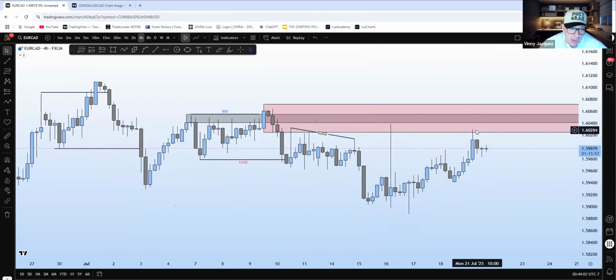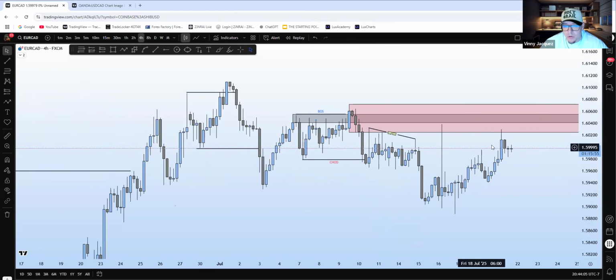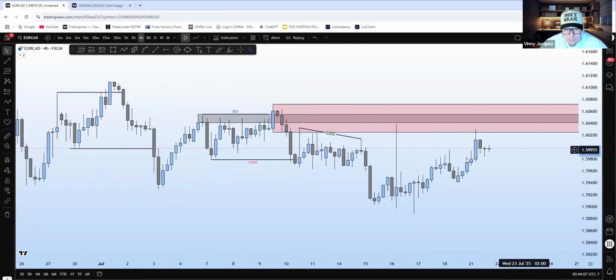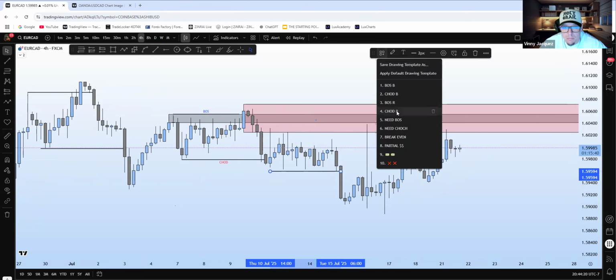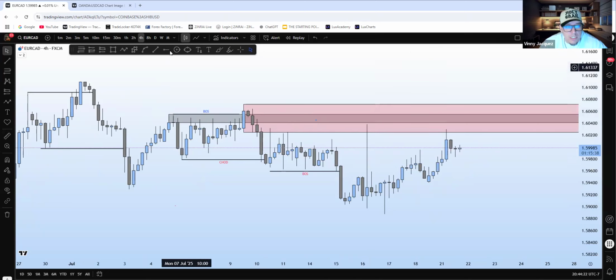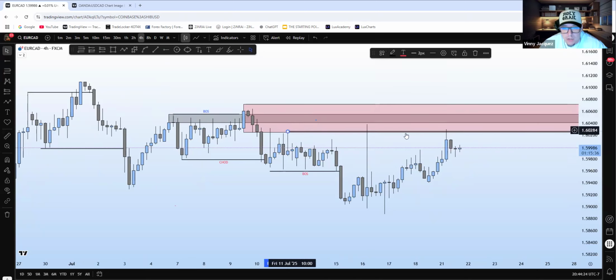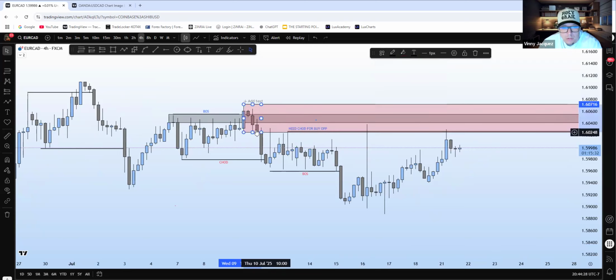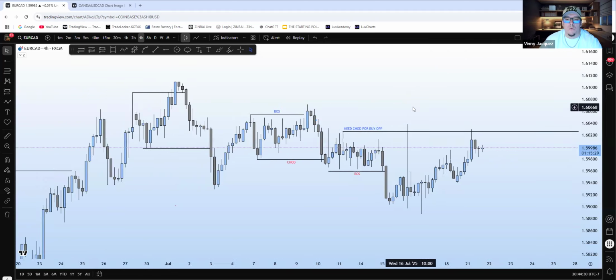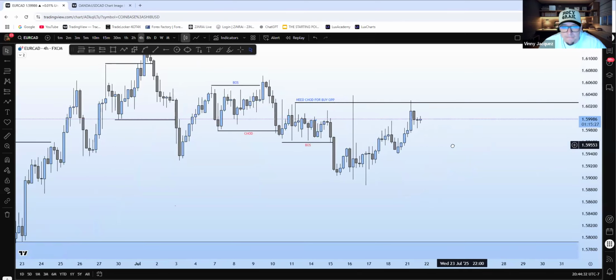I mean, it might be able to continue. This is pretty ugly structure now at this point. So let's go ahead and continue to mark up. This is fairly ugly, I ain't even gonna lie to you, but I'm going to continue. This is my BOS to the downside. My change of direction line would be here. We have not changed direction yet.